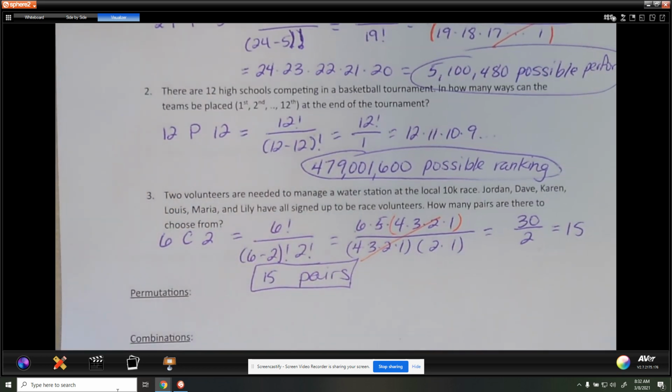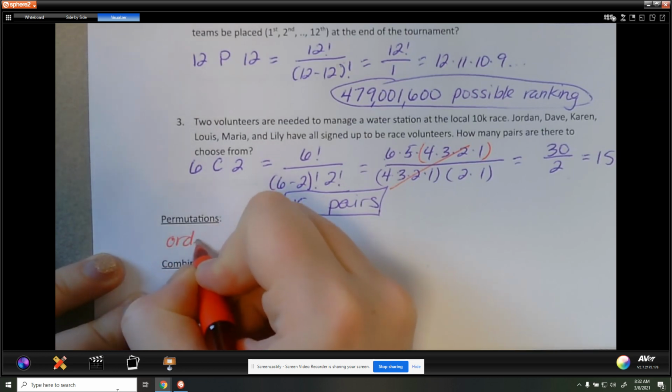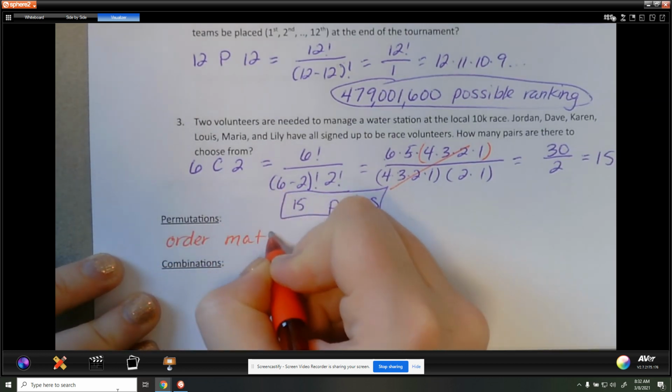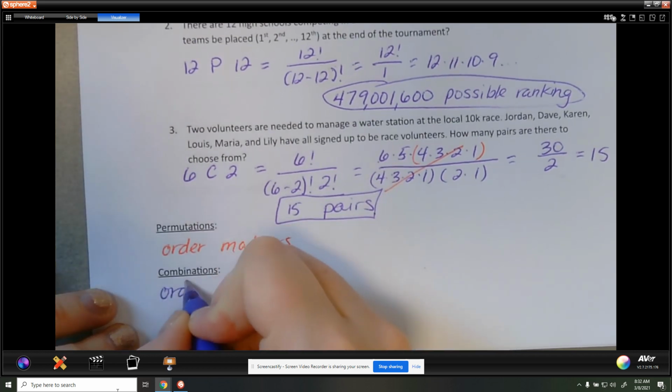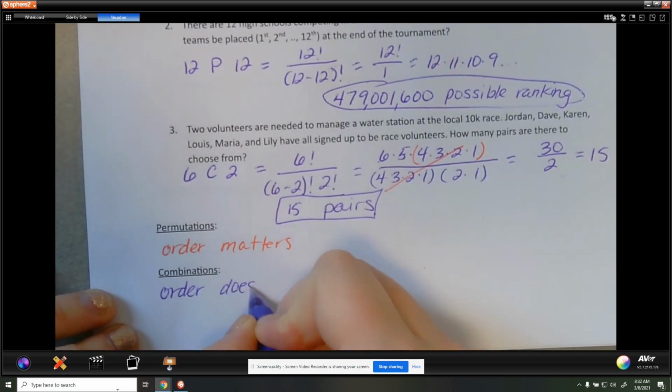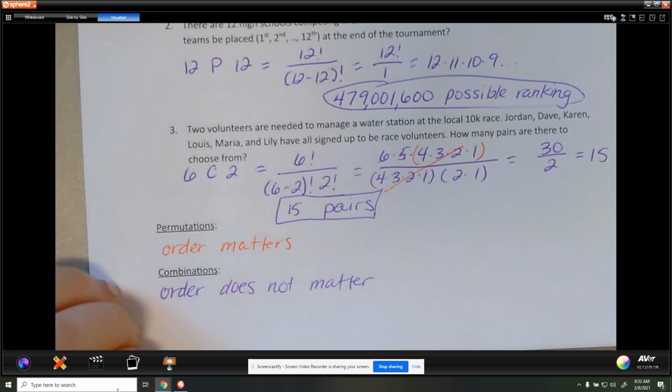All right. Permutations: order matters. These are good notes here. Combinations: order does not matter. Okay. Second page.